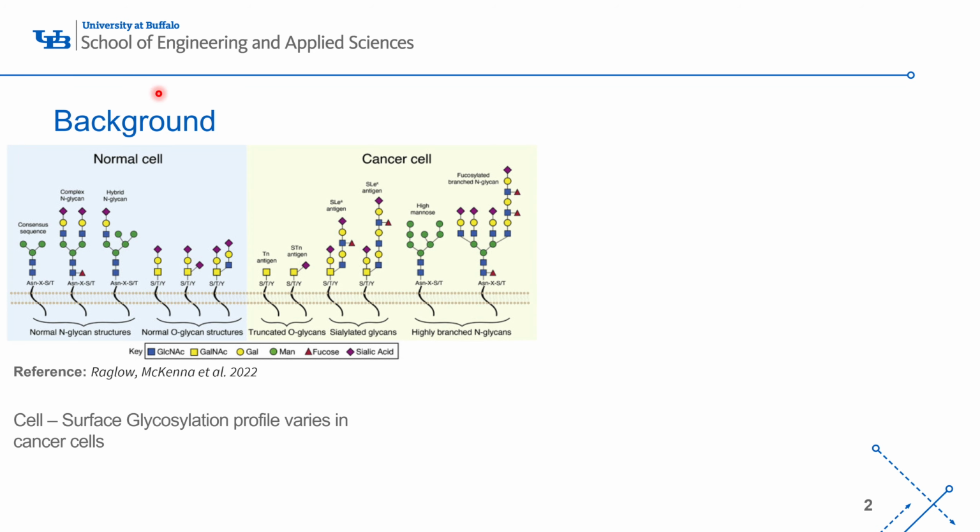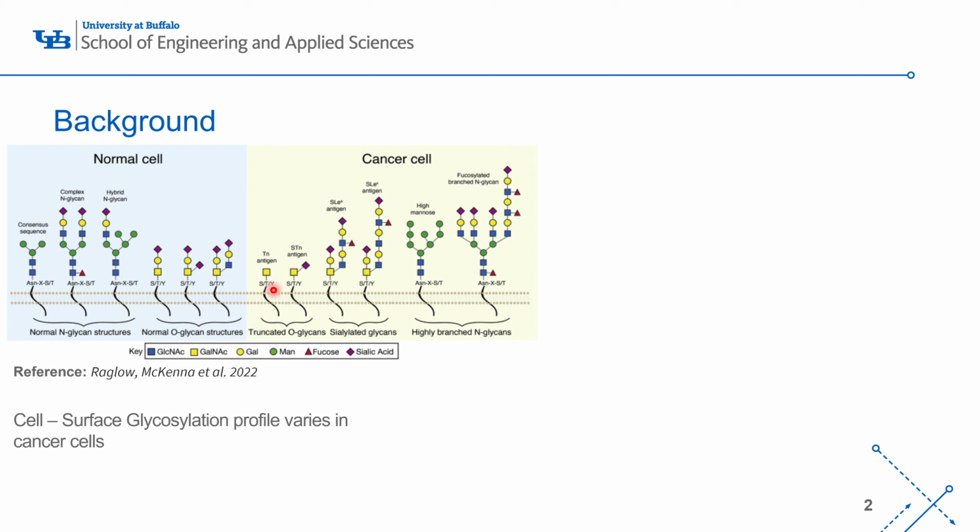In normal cells we can see this type of glycan profile that has complex N-glycans, hybrid N-glycans, and normal O-glycan structures. However, in cancer cells these profiles change, and we can see some truncated O-glycans and more sialylated glycans that have the SLE antigen and SLEX antigen, and also hybrid branched N-glycans that are more branched than the normal complex N-glycans.